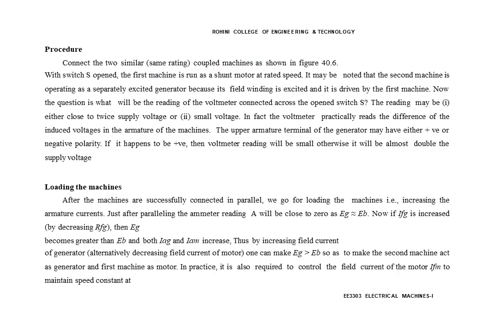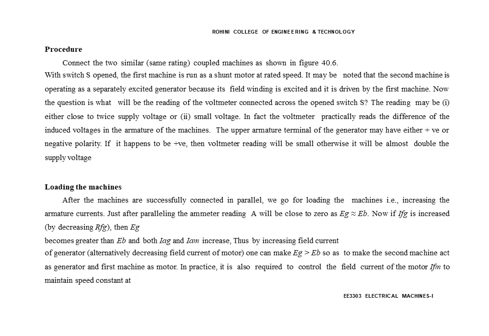Procedure. Connect the two similar coupled machines as shown in the figure with the switch open. The first machine is run as a shunt motor at rated speed. It may be noted that the second machine is operating as a separately excited generator, because its field winding is excited and it is driven by the first machine.